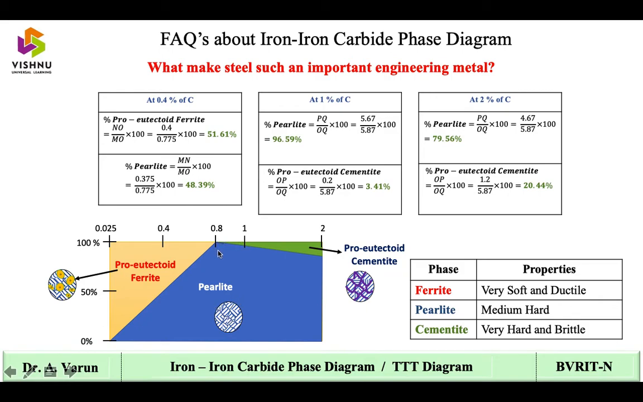And for pure pearlite you may get medium hardness, and when you select something close to cementite, as the cementite percentage increases, you are increasing its hardness and brittleness. So this is how you may use the percentage of carbon to select for different applications of engineering materials. So this is where steel has this unique possibility of varying these compositions and getting different types of mechanical properties in a given metal. So that makes steel a very important engineering metal.